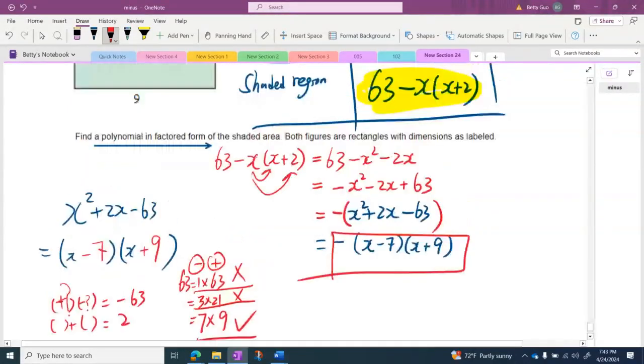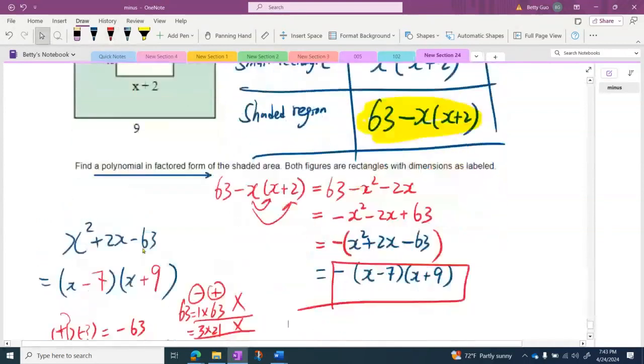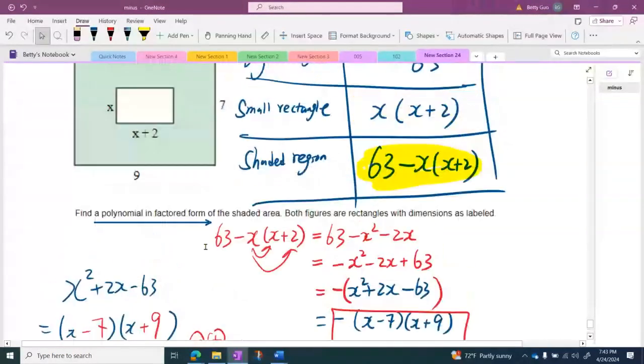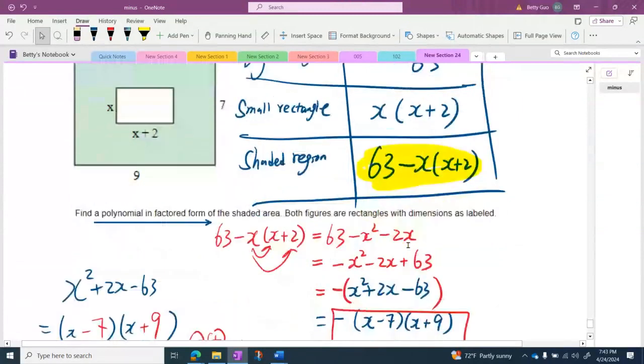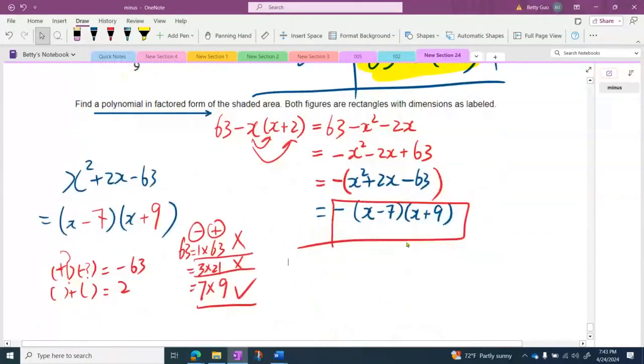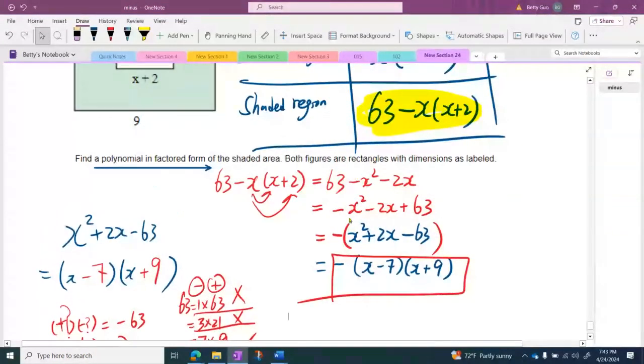Let me double check. Find a polynomial in factored form of the shaded area. Both figures are rectangles with dimensions as labeled. And this is the bigger area, 63, and this is smaller. Take the difference and then factor. Put it in the standard form. Factor out negative 1. And then factor this trinomial by using the shortcut. Okay, this is the answer.